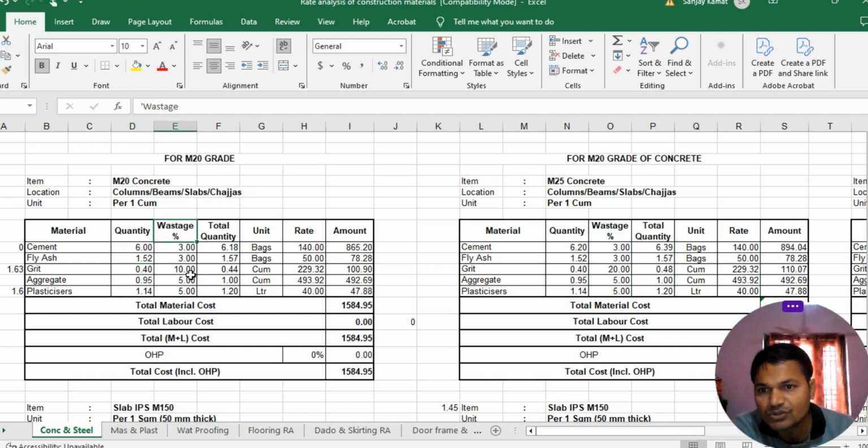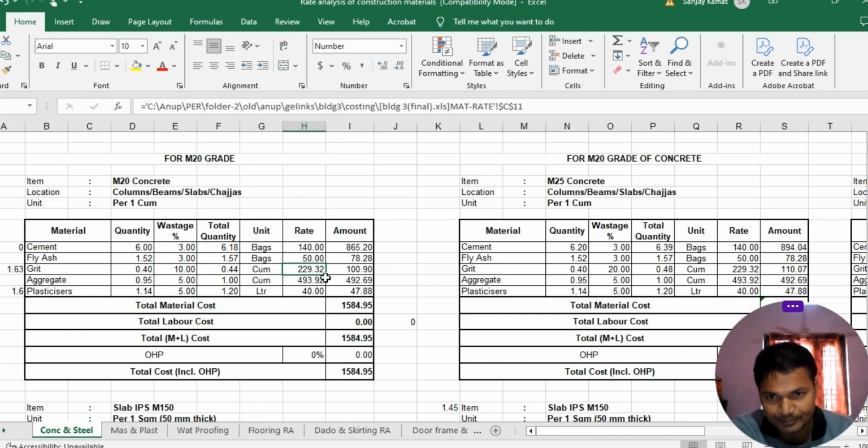Okay, and here the wastage will be 10%. As you can see, here we have to add the wastage of 10%, and then the total quantity we have taken is 0.44. The grit unit will be cubic. Okay, so this is volume, so cubic. Cubic means meter cube, you have to understand it like that. Cubic means power 3, not square.